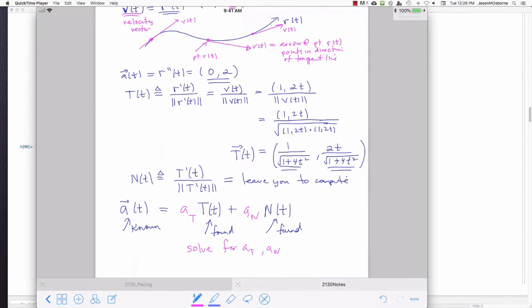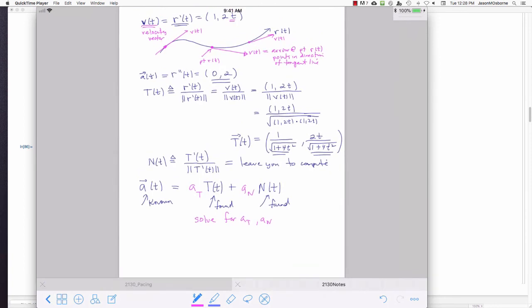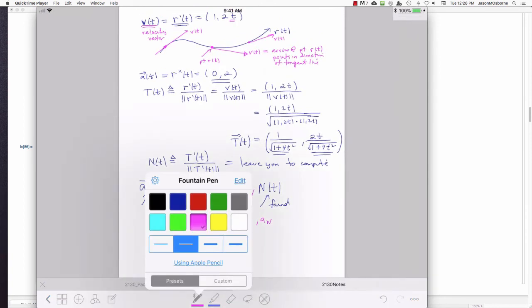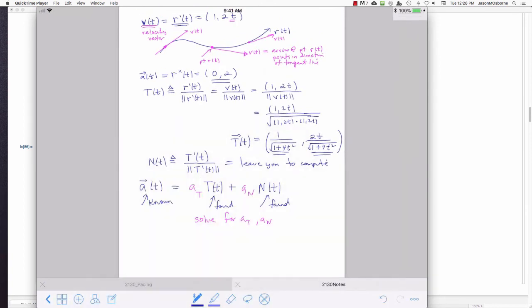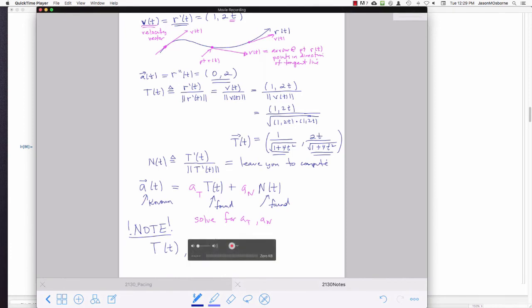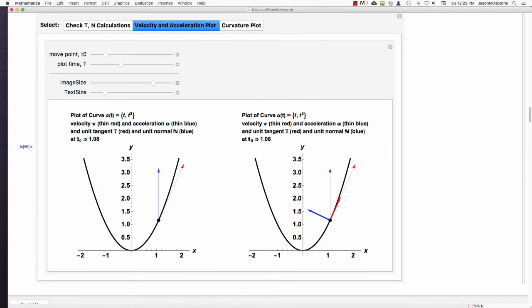And there's a convenient little trick here. I will write this in bold letters. Note, very important here. It still remains to be shown, but if you look on the screen, there's something very important about the vectors t and n. T and n are on this screen right here.